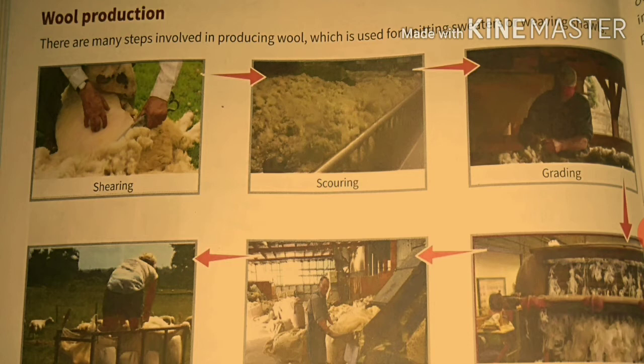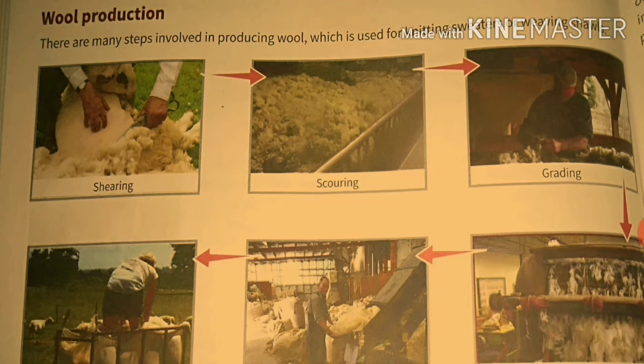Scoring is done either in tank or in machines. So students, after scoring, the next step is sorting and grading. What is the meaning of sorting? Sorting means to separate, alag alag karna, to arrange, to classify. And next we have grading.